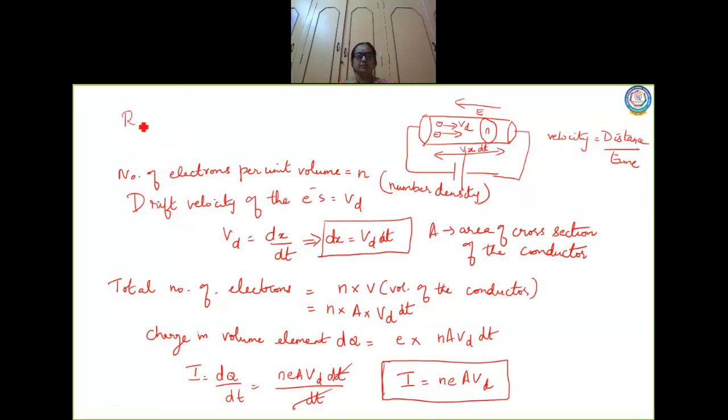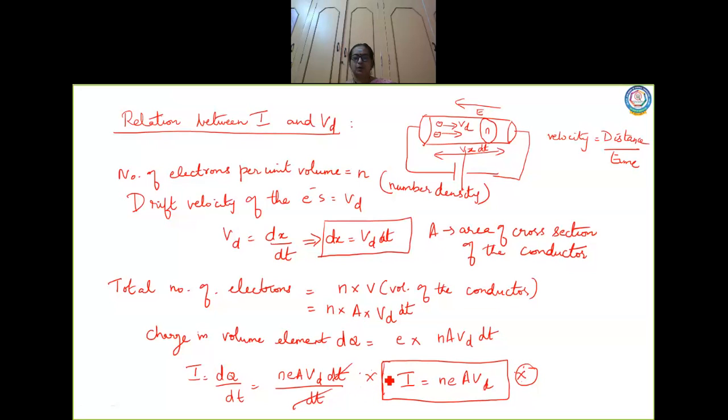Derive an expression for the relation between current and drift velocity. So when this question is asked, you need to arrive up to this derivation, I is equal to N e A Vd. Very, very important, however many times you write important, no problem.